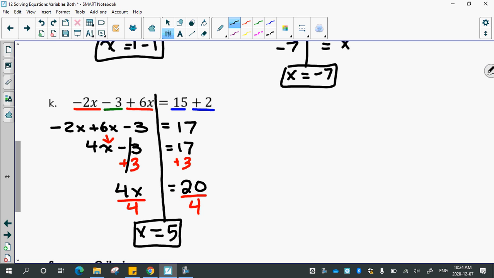All right, so we did variables on both sides. You have to add or subtract to get them to the same side of the wall. You don't have a choice because you have to leave something on both sides. And then we went back to these ones from Friday where they're on the same side of the wall and you just have to group them.